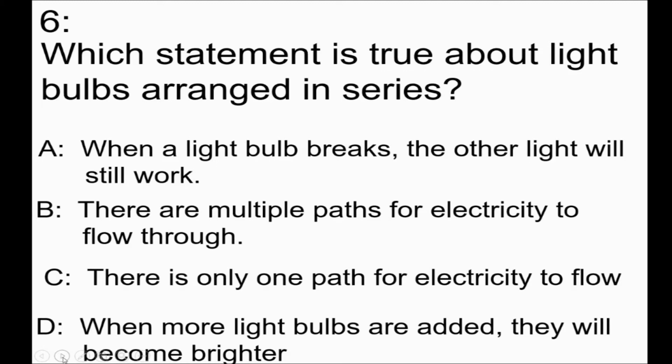So the question one more time, which statement is true about light bulbs arranged in series? So the correct answer is C. There is only one path for electricity to flow.